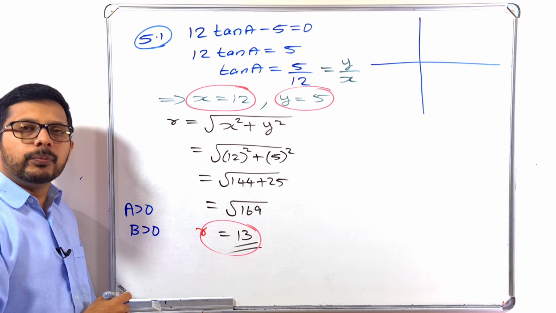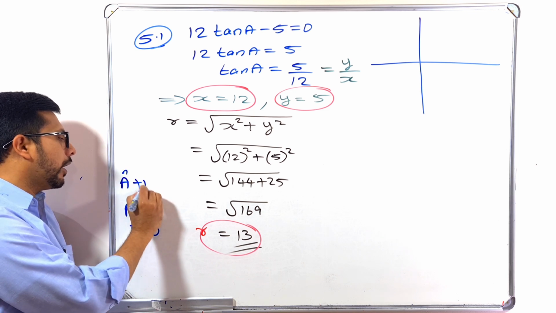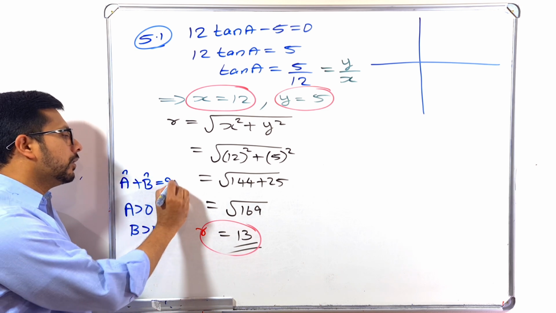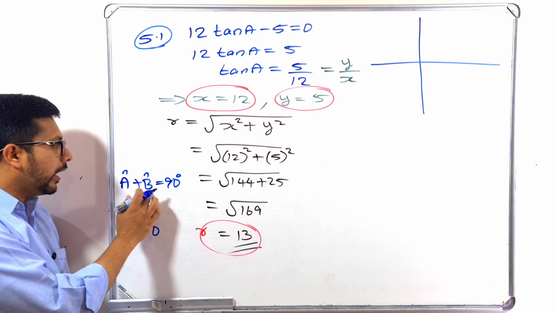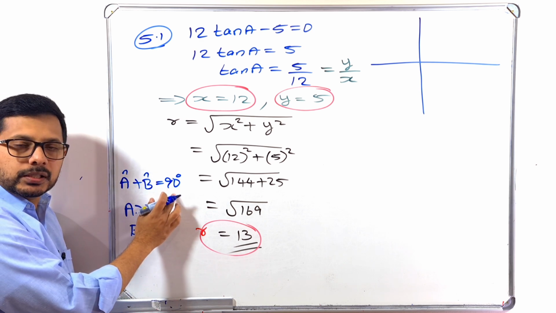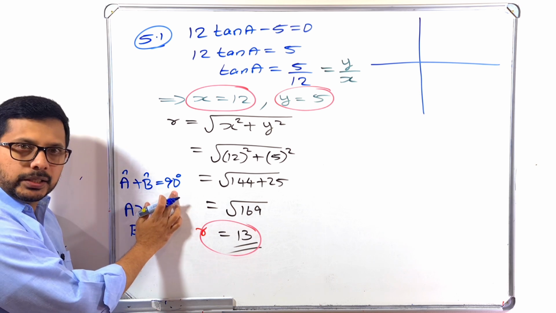What is the meaning of complementary angles? When you add angle A and angle B, that is 90 degrees. So if you add A and B and get 90 degrees, it means that the sum of the angles is 90 degrees.